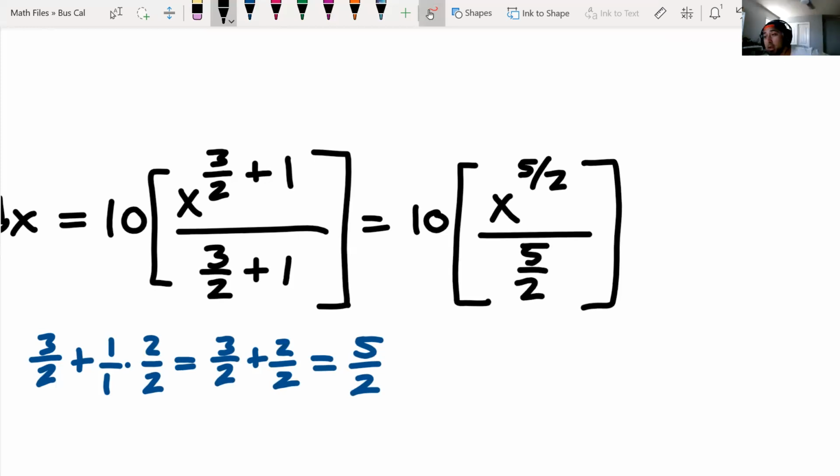Okay. And of course, we can't leave it like that. Since you have a fraction in your denominator, you must multiply by the reciprocal. Or what's easier to see here is all we're going to do is flip this. So just flip this fraction, and the 2 will go to the numerator, and the 5 will stay in the denominator.